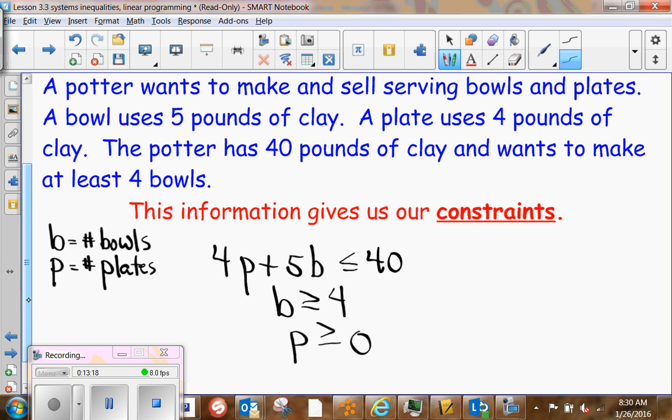I'm going to let x be the number of bowls and y the number of plates. One constraint is that 4 pounds of clay for the plate plus 5 pounds of clay for the bowl has to be less than or equal to the 40 pounds of clay he has. I know that his bowls have to be greater than or equal to 4, because he needs to have at least 4. And his plates, he may or may not make some. So the plates have to be greater than or equal to 0.